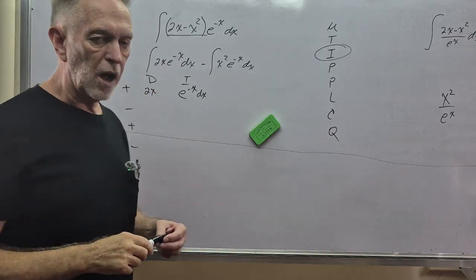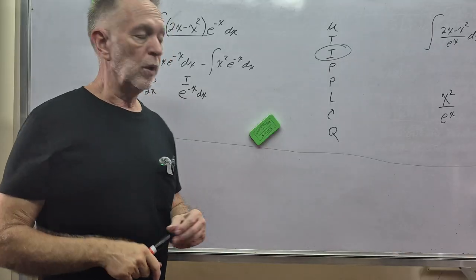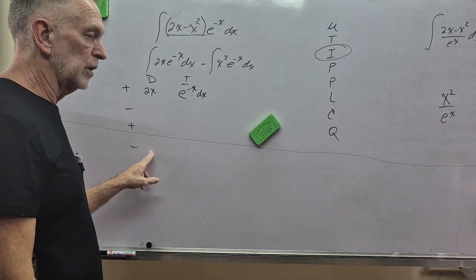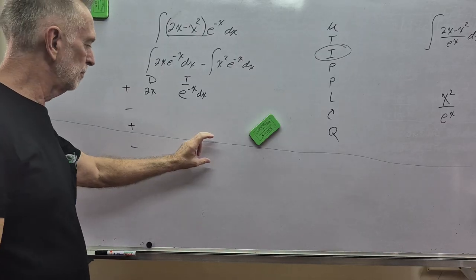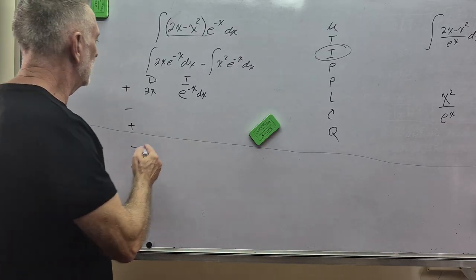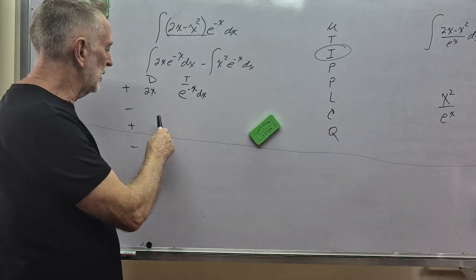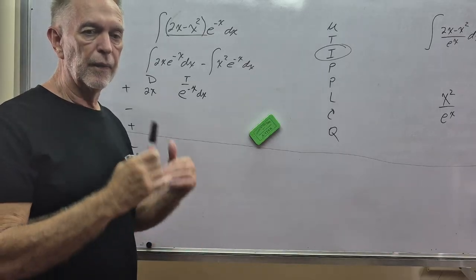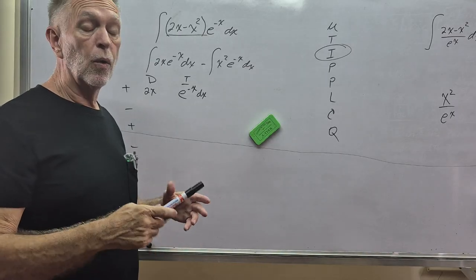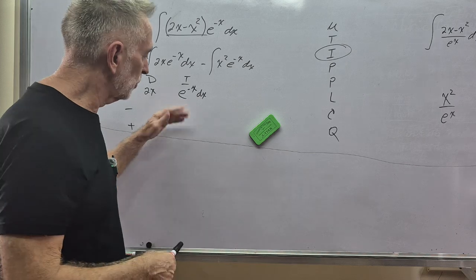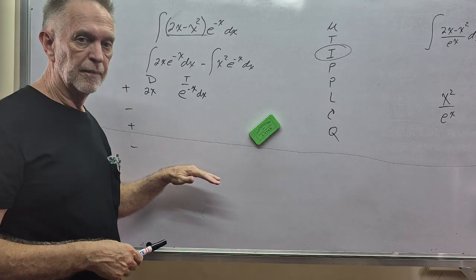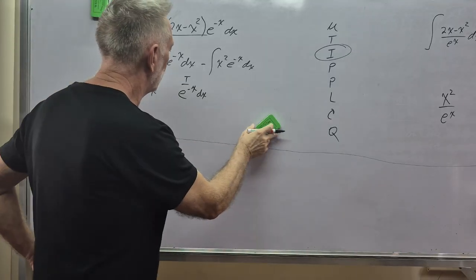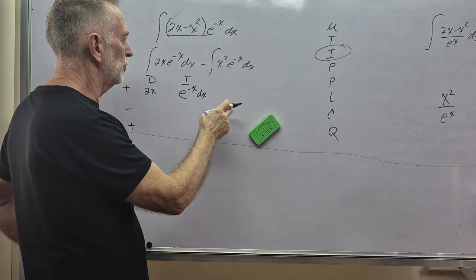Now there's three stops in the DI method. One of them is in the derivative column. If I get down to where it goes to 0, that's a stop. Okay, and then the other stop would be when you get a row that you know you can integrate, that's a stop. Then the third stop would be if it starts repeating itself. That's a stop.